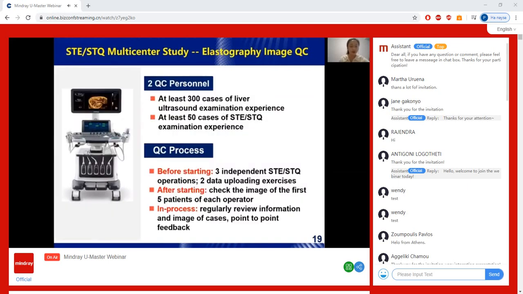Two doctors from our center with at least 300 cases of liver ultrasound examination experience and at least 50 cases of STE and STQ examination experience were in charge of quality control. Before starting, 3 times of independent STE and STQ operations and 2 times of data uploading exercises were accomplished by each operator. Then the quality controllers would check the images of the first 5 patients of each operator. During the entire process of the study, the quality controllers would regularly review data.